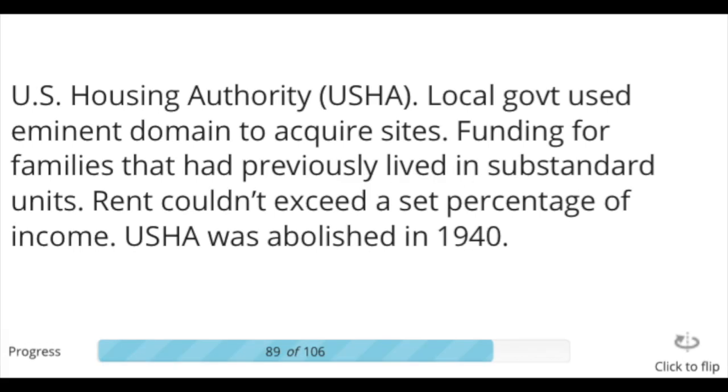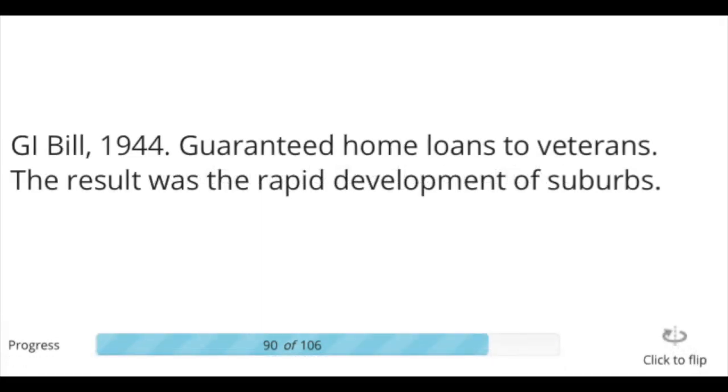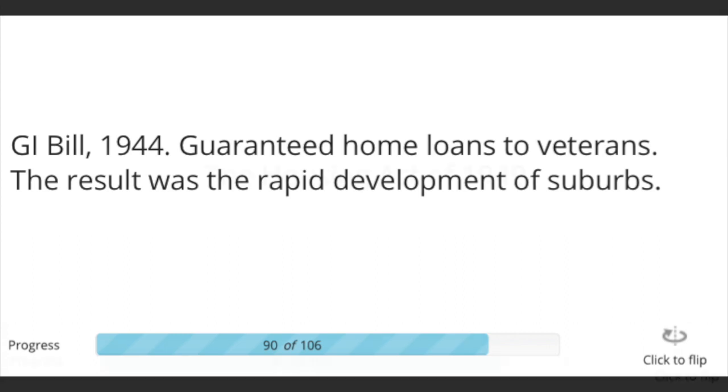Housing Act of 1937. This was the USHA, U.S. Housing Authority, where local government used eminent domain to acquire sites. Rent couldn't exceed a set percentage of income, and this was abolished in 1940. Again, the Servicemen's Readjustment Act is the GI Bill from 1944 that guaranteed home loans to veterans, and the result of this was rapid development of suburbs.